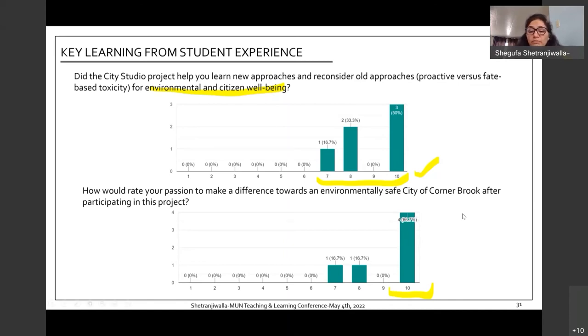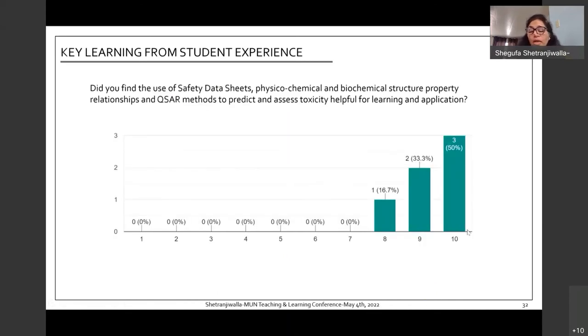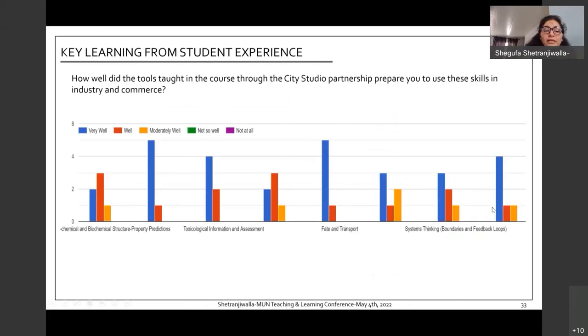And all the tools that they learned, they were able to apply them, and they were very useful for them. It helped them actually take that skill to industry and commerce. As you can see, they were very well able to pick that up and take it forward for industry and commerce. So that was very heartening to see.